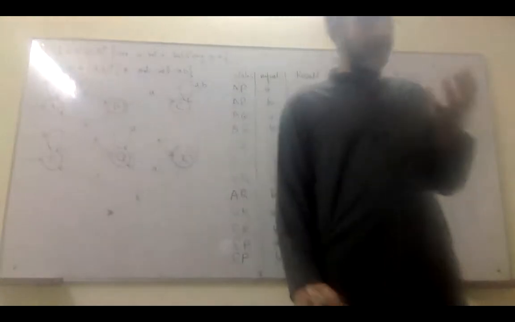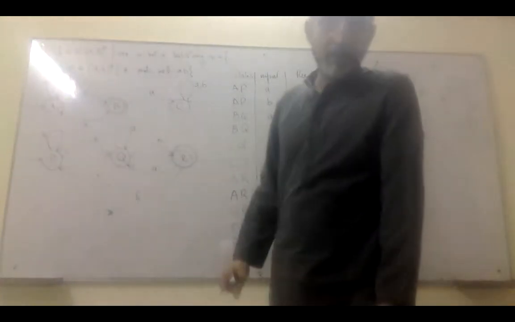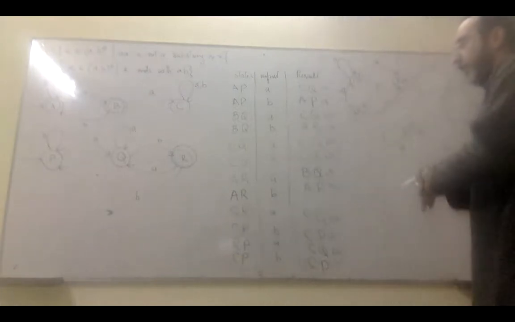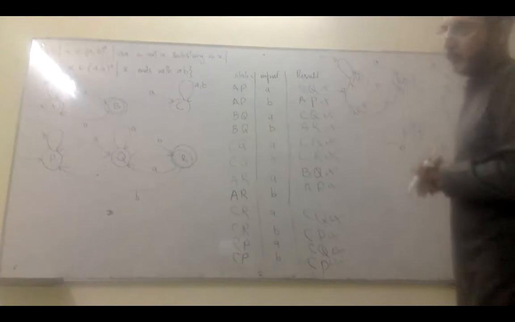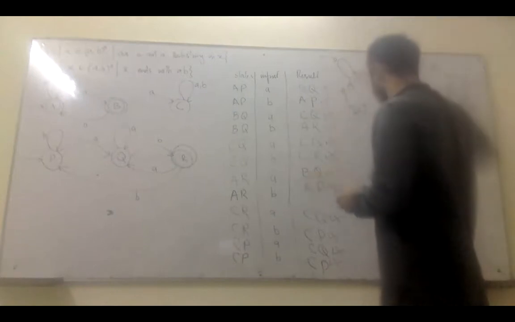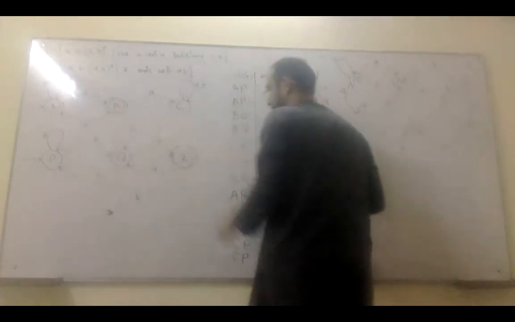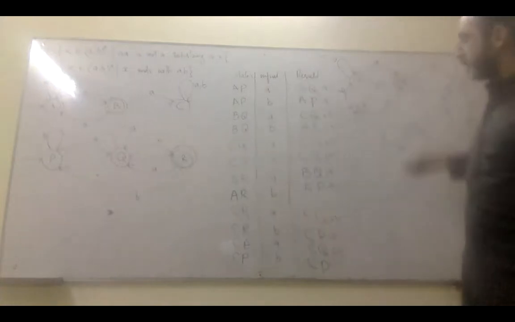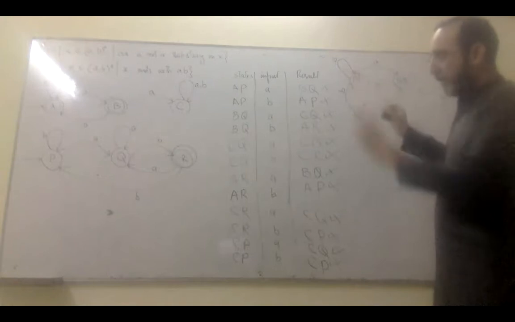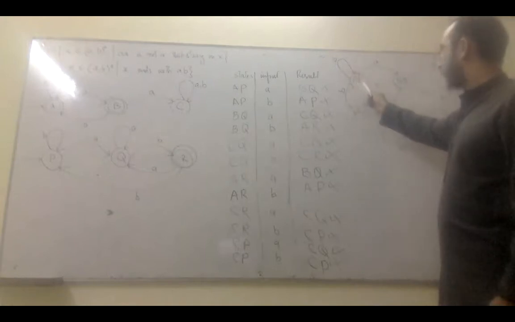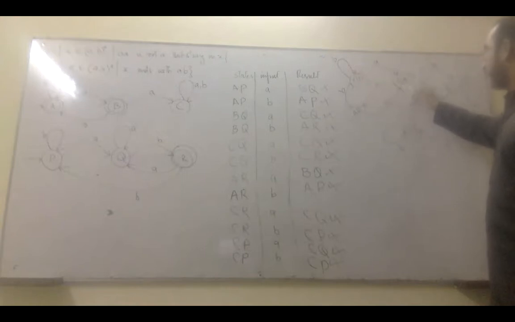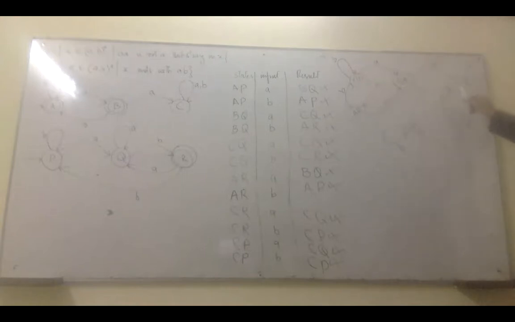So intersection is what? Intersection is the final states of L1 and L2. So I have to find the pair here in which both are the final states. For example, final states A, B, and R. So these are the pairs. So I have to check A, B, and R. So this is the final state, but this is not. So leave it. This is the final state. This is not. Leave it. A, B, and R. This both are non-final. This is the final state, but this is not.